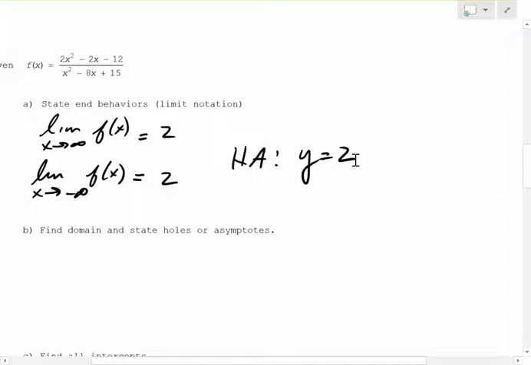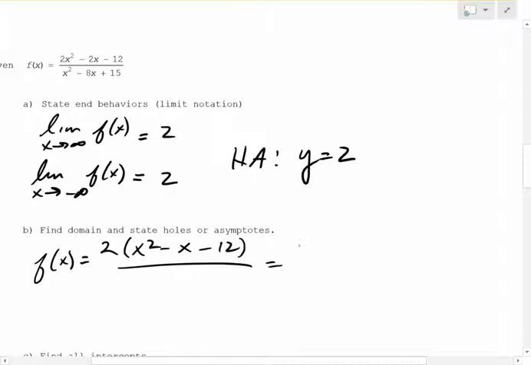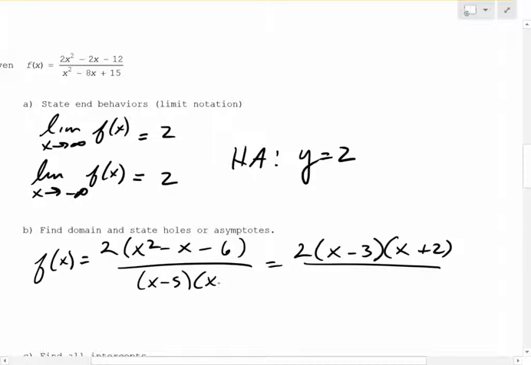Find the domain and state the holes or asymptotes. So what do you have to do first before you find the domain? Factor. If you factor this, what does it become? What can you pull out first on top? Pull that out first and it makes it a lot easier to factor. So it's 2 times (x minus 3)(x plus 2), and on the bottom, what does it become? (x minus 5)(x minus 3). So first you say, what's the domain?